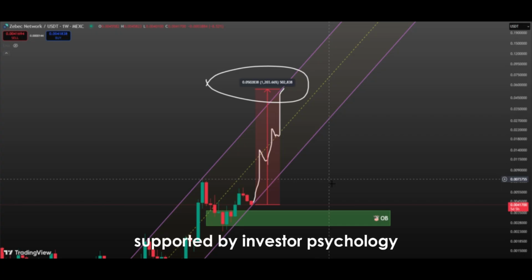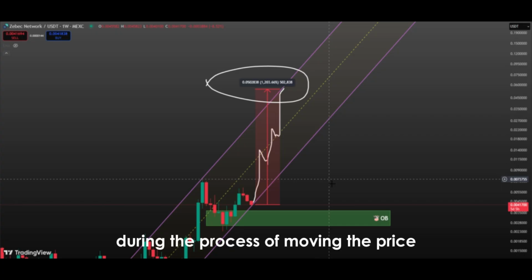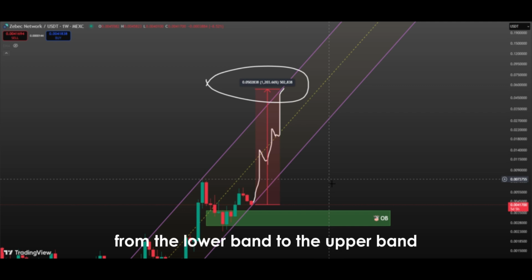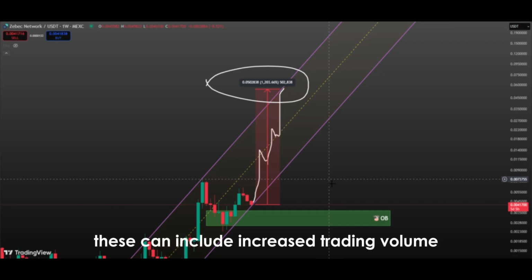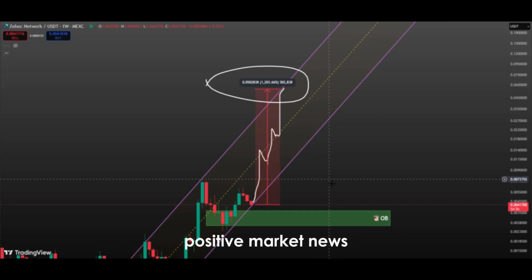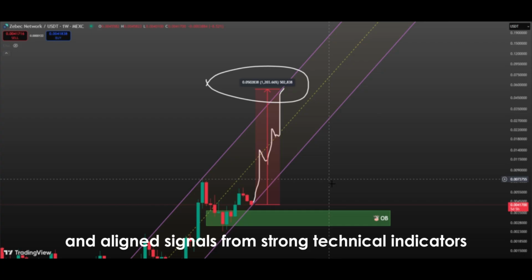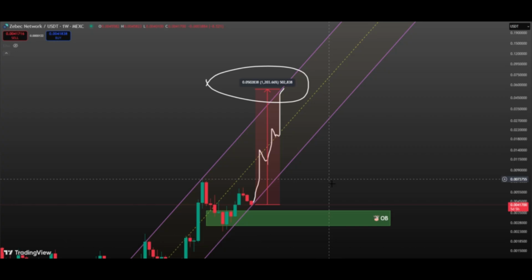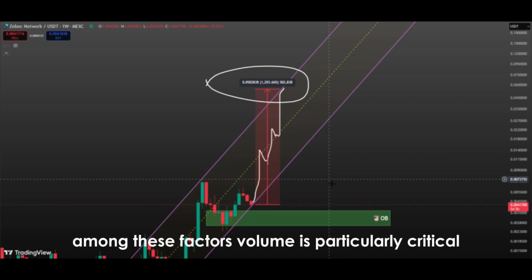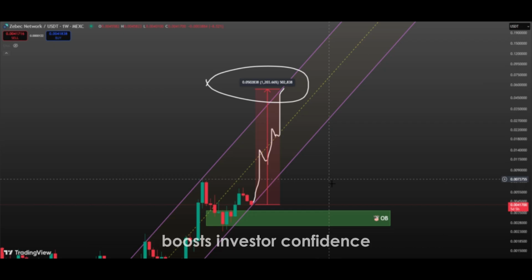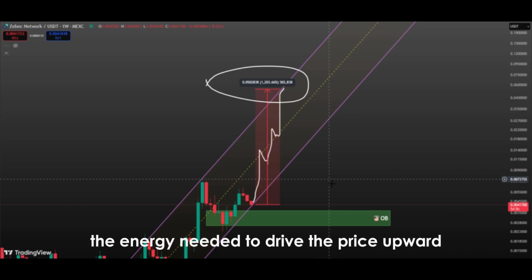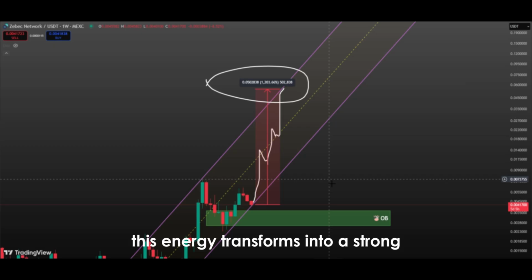by investor psychology. During the process of moving the price from the lower band to the upper band, certain catalysts usually come into play. These can include increased trading volume, positive market news, and aligned signals from strong technical indicators. Among these factors, volume is particularly critical, as growing buying pressure at the lower band boosts investor confidence and accumulates the energy needed to drive the price upward. This energy transforms into a strong upward move toward the upper band.